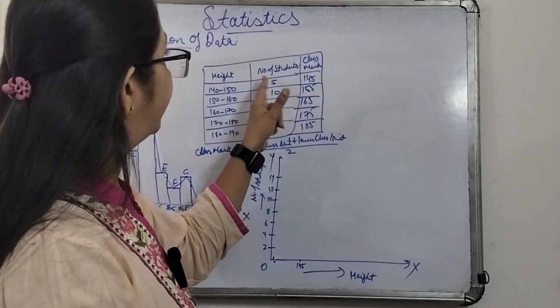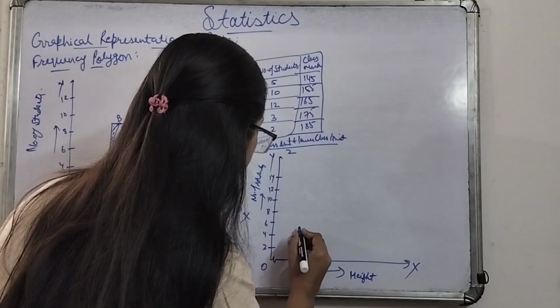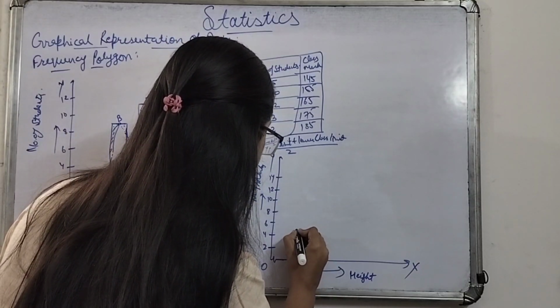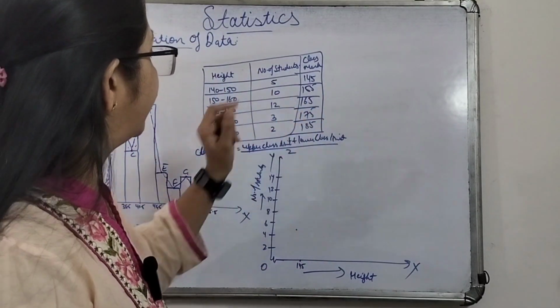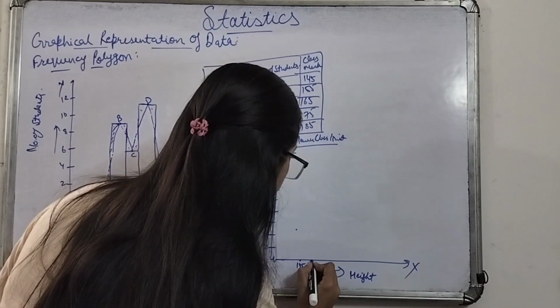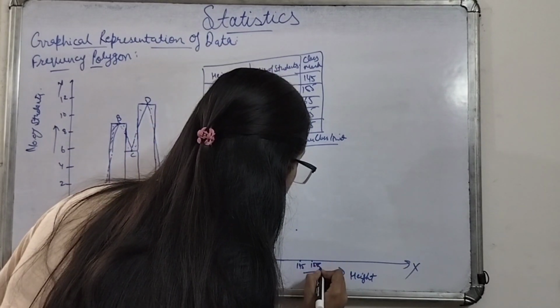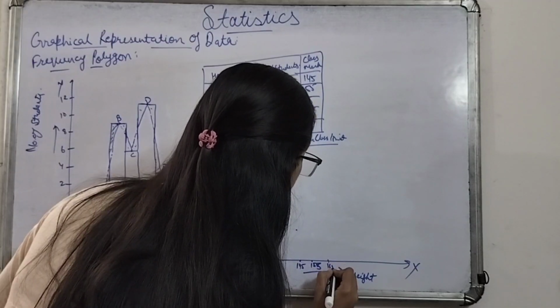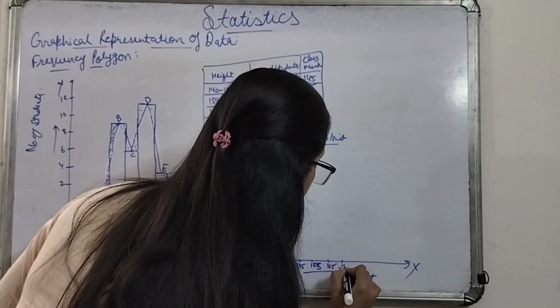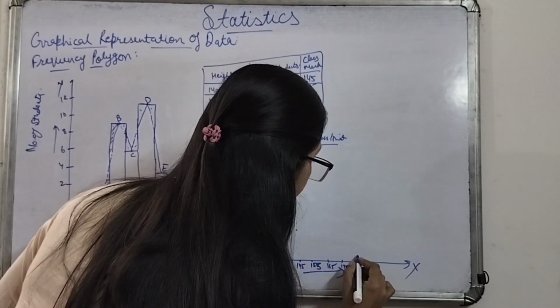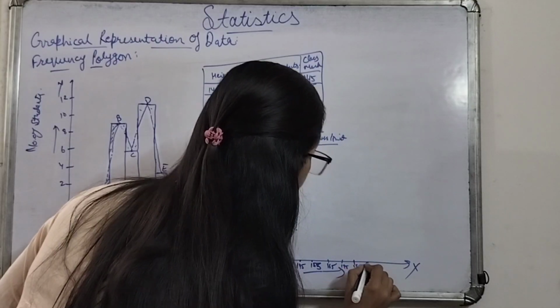So at 145 it is your 5. I have made the dot. At 155 it is 10. So 145, after that it will be 155. After that it is your 165. After that it is your 175. At equal distances we will be taking, it is your 185.